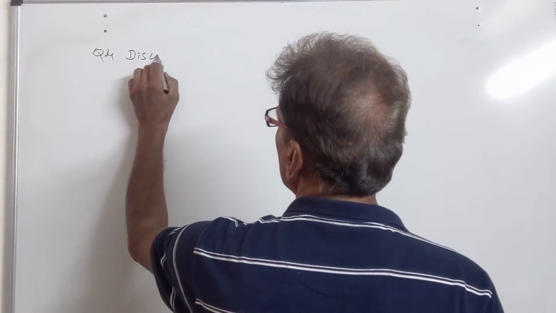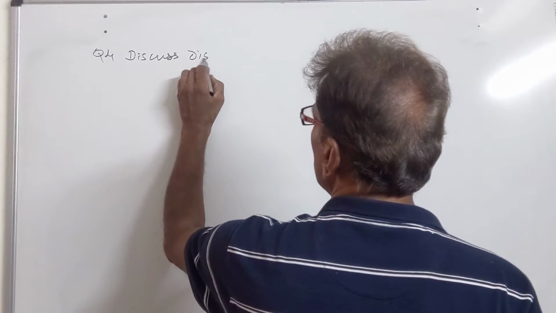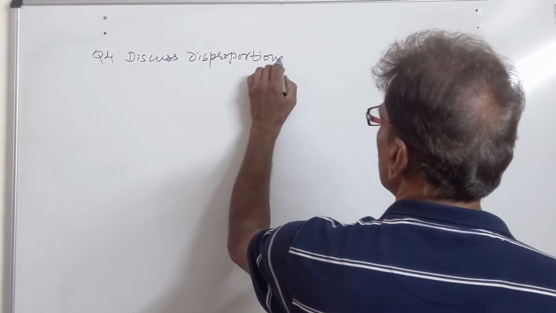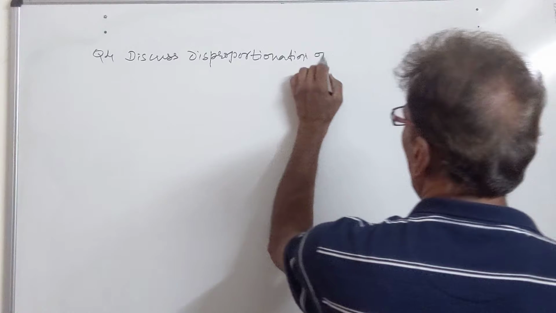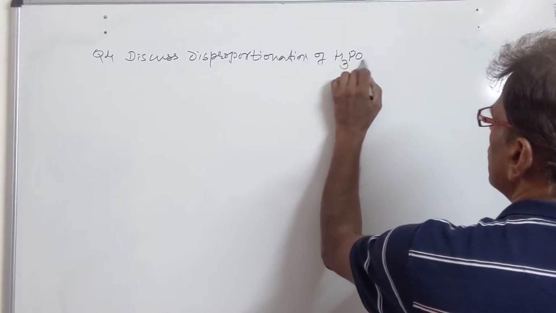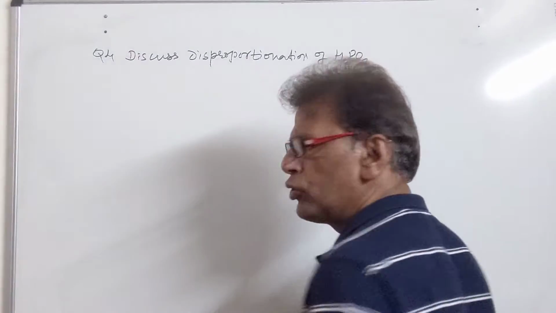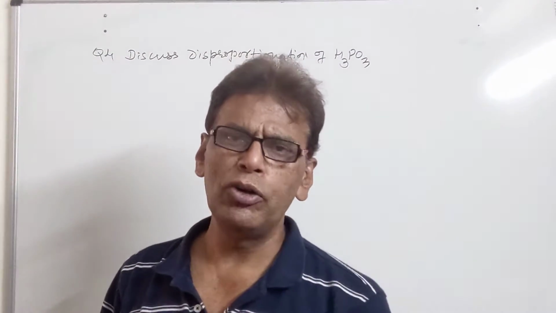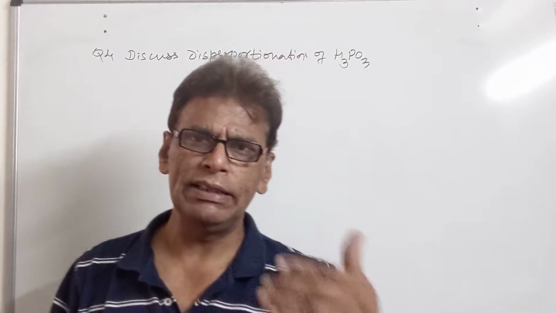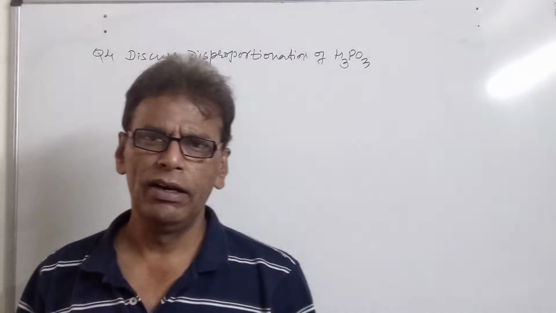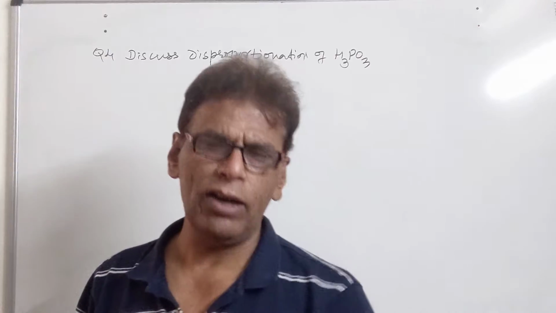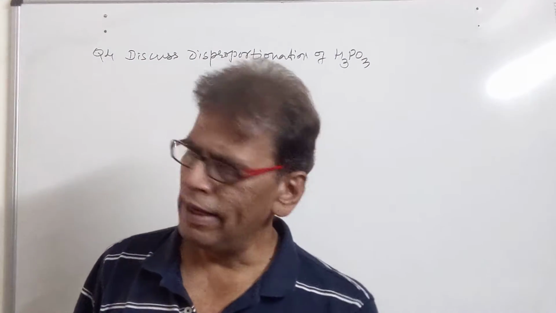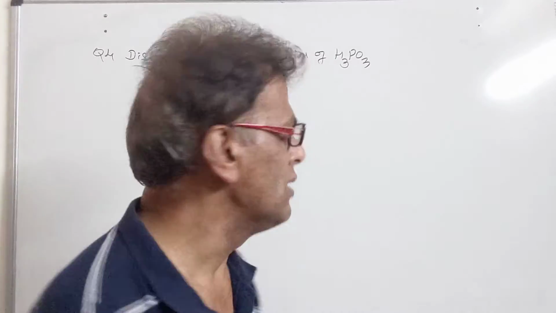Discuss disproportionation of phosphorus acid. Disproportionation means the same element on decomposition of a compound changes its oxidation state. In one of the compounds it has higher oxidation state than the starting compound, and in another compound it will be having lower oxidation state.